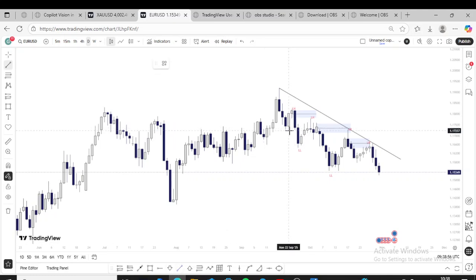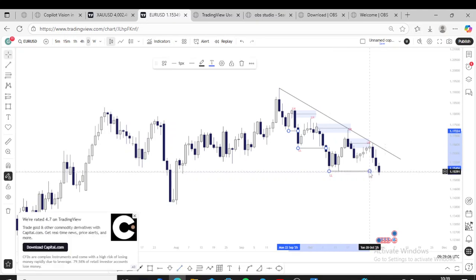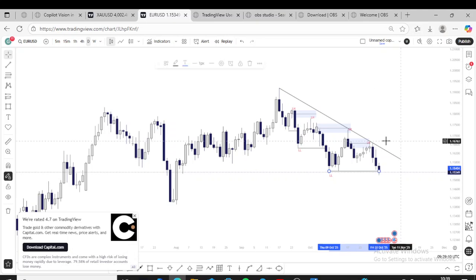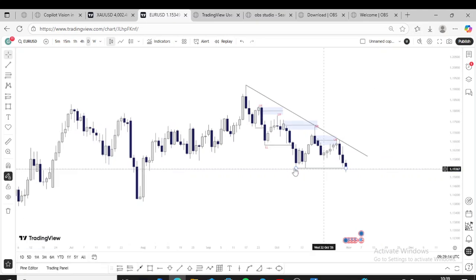There's a break right here, a break of structure, and then let's see. Let me check if this was a close. Okay, good. This was a close. We had a close below this price point right here. So I'm going to be looking at this supply zone right here.